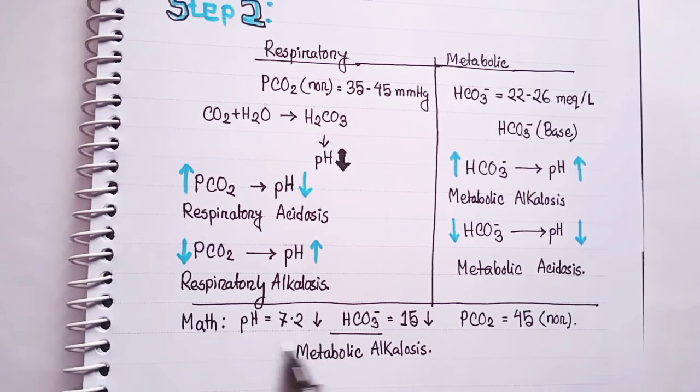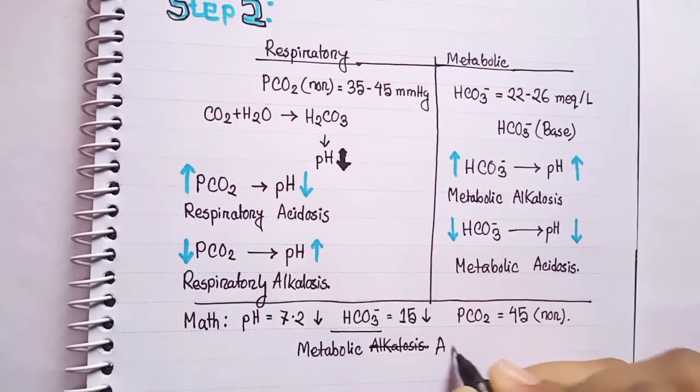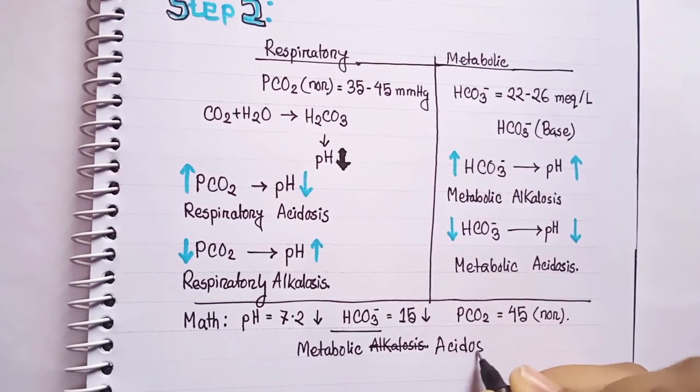So the pH is decreased, it means there is acidosis, and the bicarbonate level decreased, it means there is also acidosis. The bicarbonate is decreased, so it is a metabolic cause, and the pH is decreased, it is acidosis, so we'll say it is metabolic acidosis. Acidosis, it is metabolic acidosis.